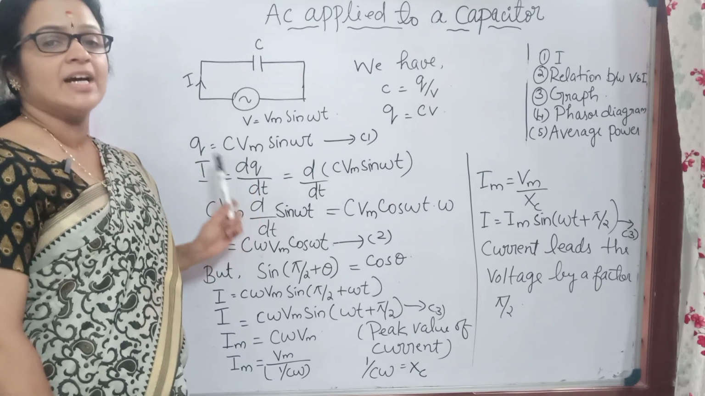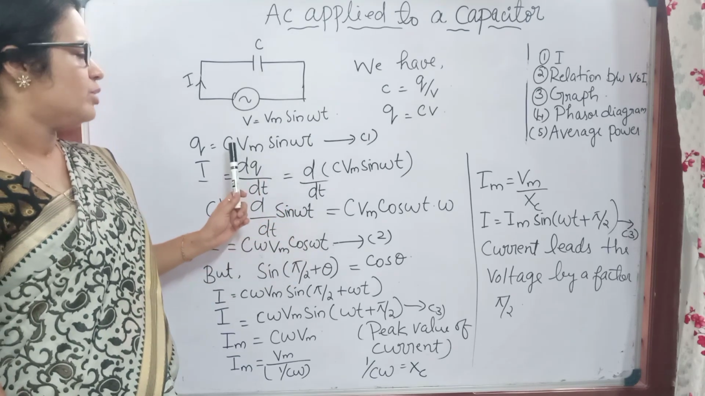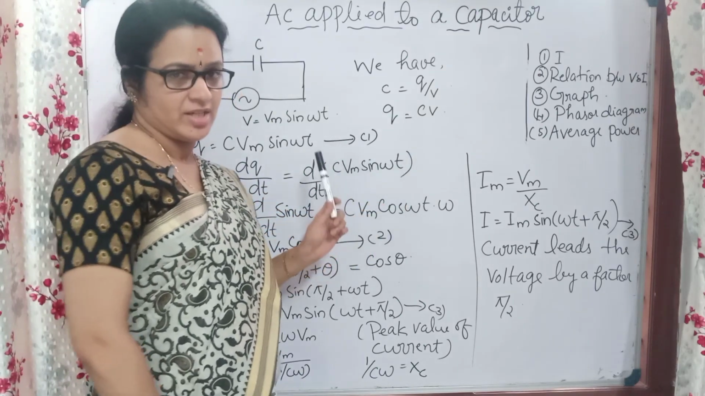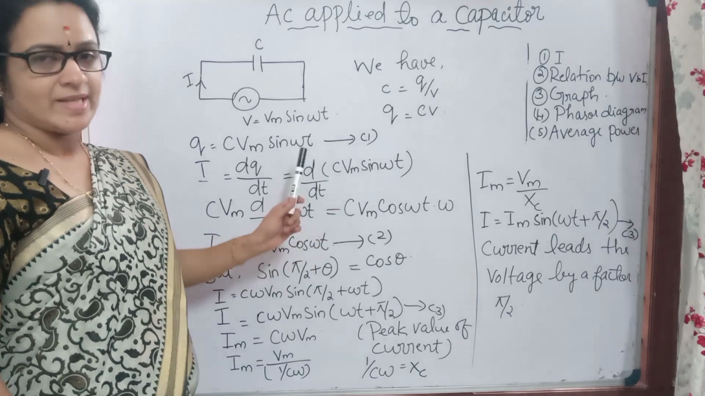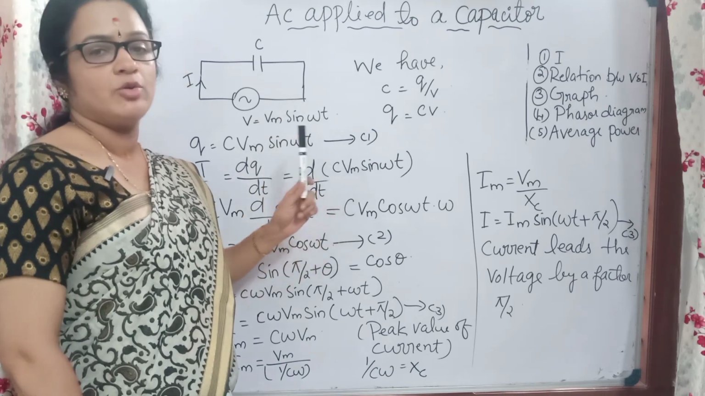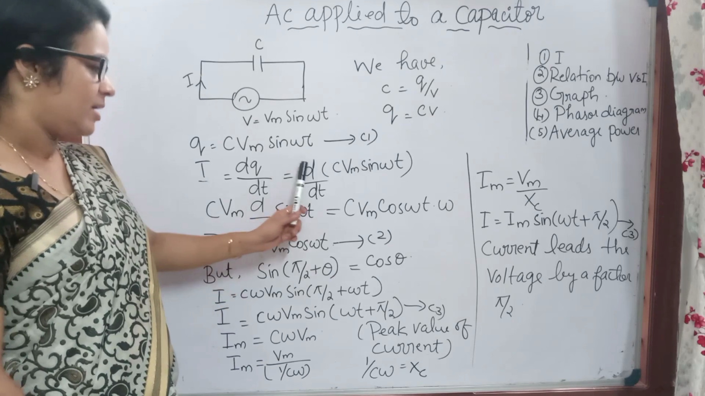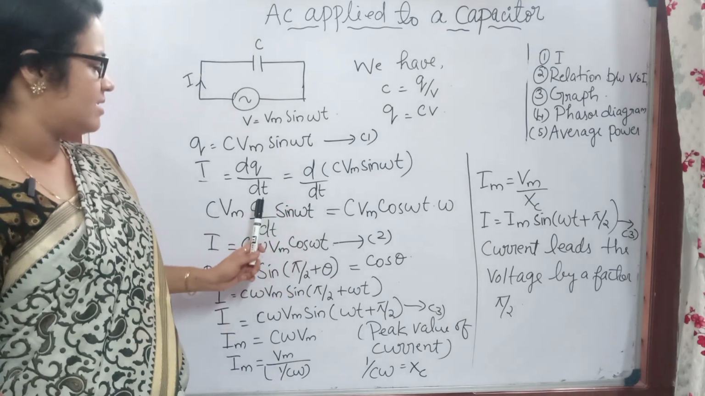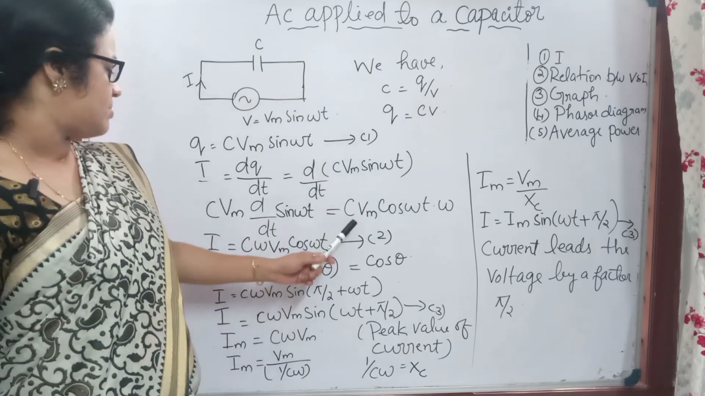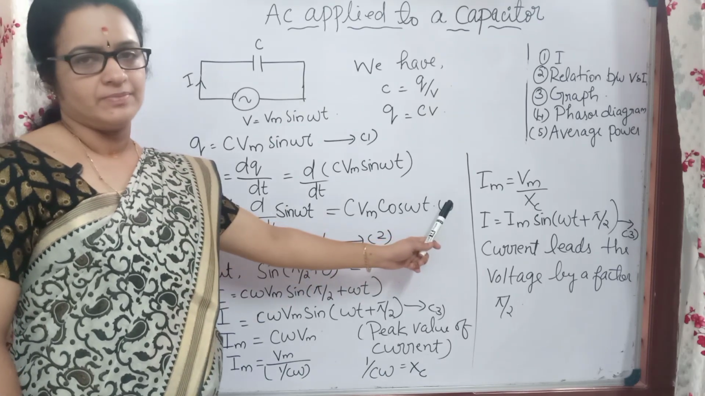Now we have to find the current, that is I is equal to dq by dt. That is d by dt of C Vm sin omega t. We have to differentiate, and the constants we can take outside. What are the constants here? C, that is the capacitance, and Vm, the peak value of voltage. Then we get C Vm d by dt of sin omega t. What is the derivative of sin omega t? That is cos omega t into omega. So the equation becomes C into Vm into cos omega t into omega.